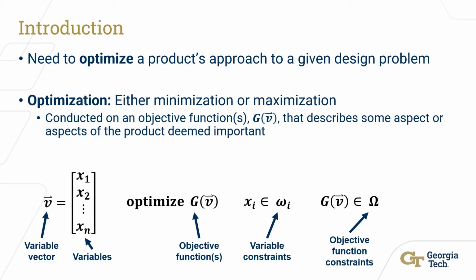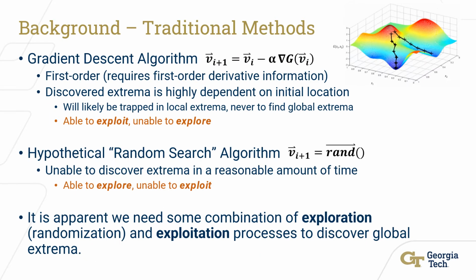A general construction of said optimization problem is presented in these four equations. In the first equation shown, V represents a vector of n variables, each represented here as x sub i. We would like to optimize some objective function or functions g of that variable vector. And there exist constraints on each variable x sub i and constraints on the feasible values of the objective function g. To illuminate the difficulties faced by modern optimization algorithms, we will begin by discussing historical optimization methods.